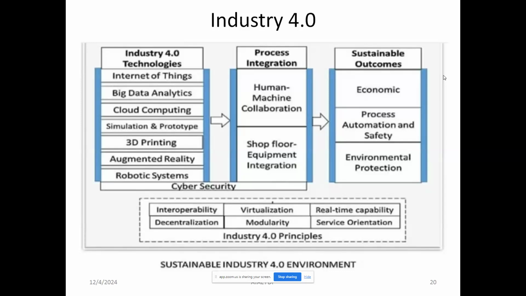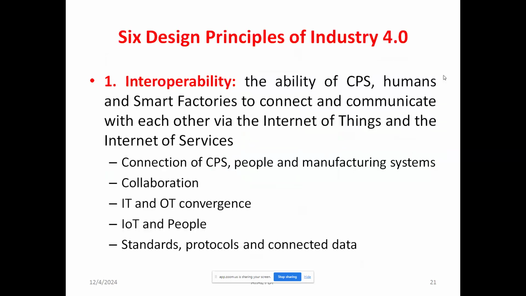So the first one is interoperability. From the name itself, we can understand it is not proprietary to a vendor. It is the ability of the cyber physical systems, as well as the humans or smart factories, to connect and communicate with each other. So there should be operation between all the sensors which are interconnected. There should be cooperation among all the devices. That's why it is called interoperability.